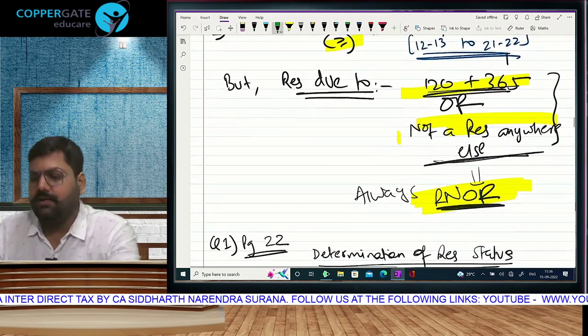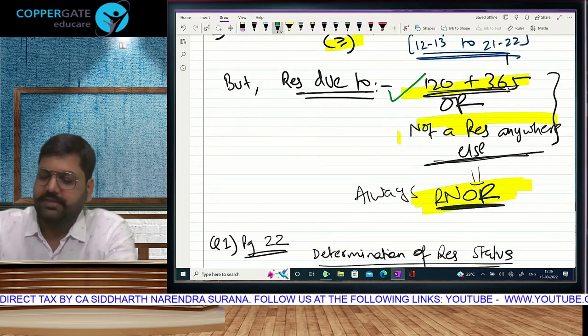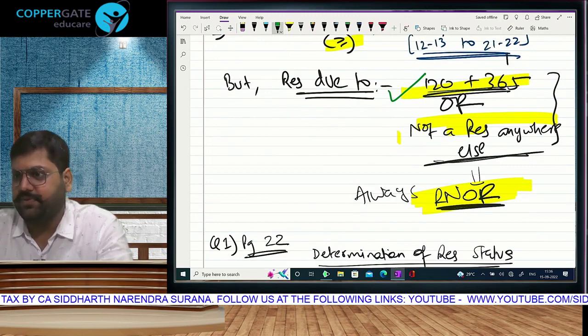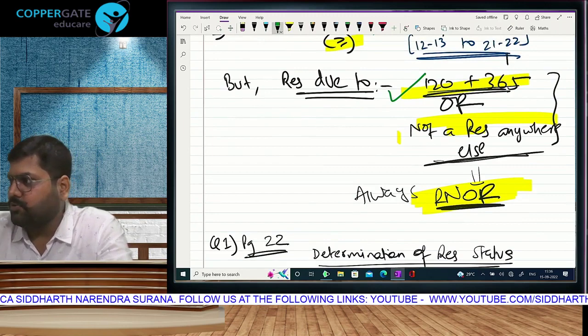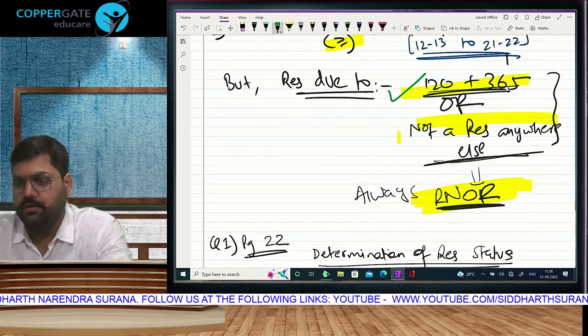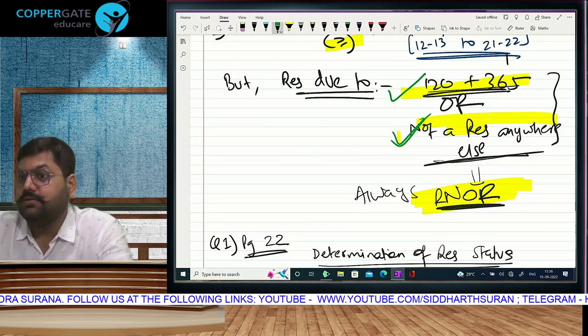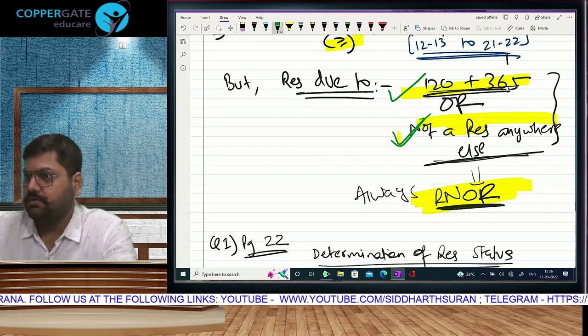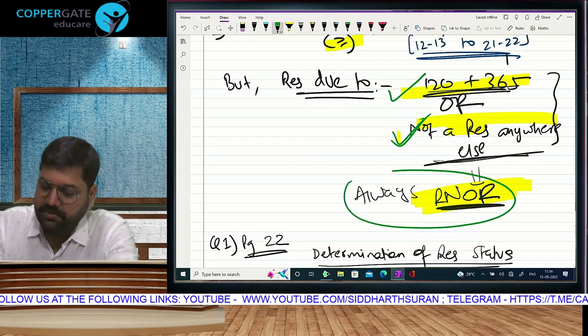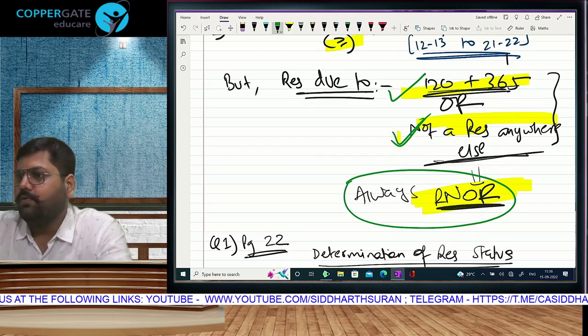And then we added a line. Are you becoming resident due to 12365? That's the 15 lakh criteria: Indian income total and foreign income if controlled from India. Or you are becoming resident because you are not a resident anywhere else. That third condition of residence in step 1. So compulsorily we will keep you RNOR.